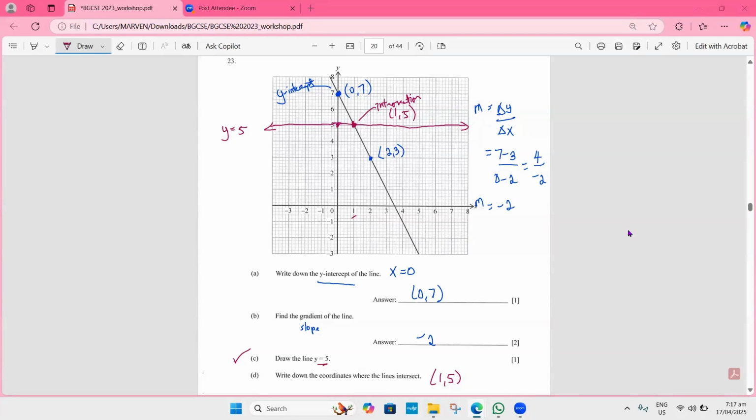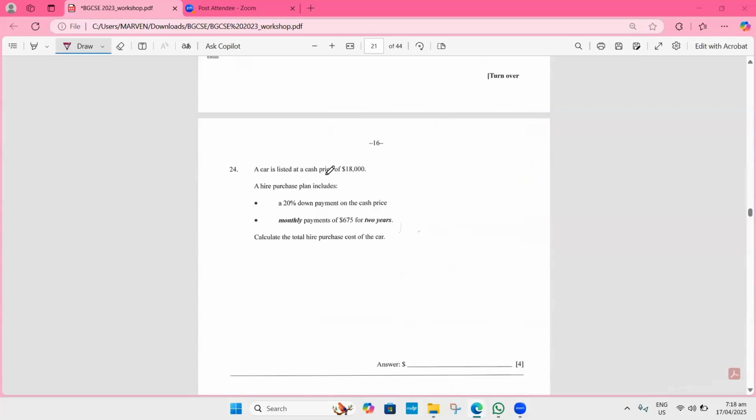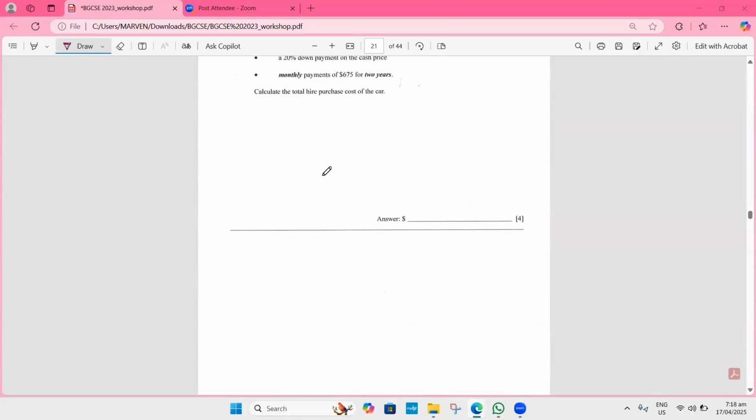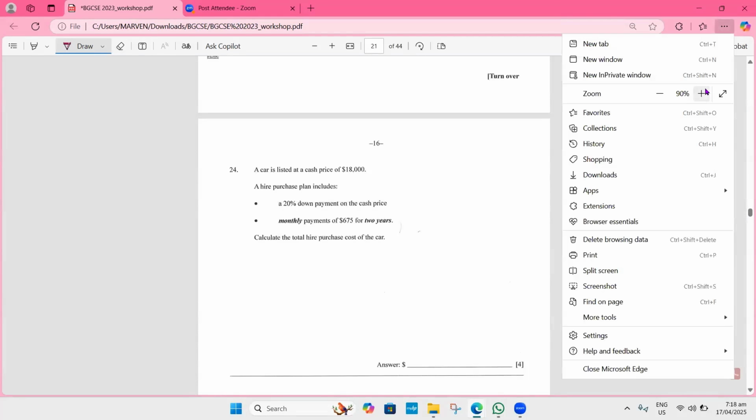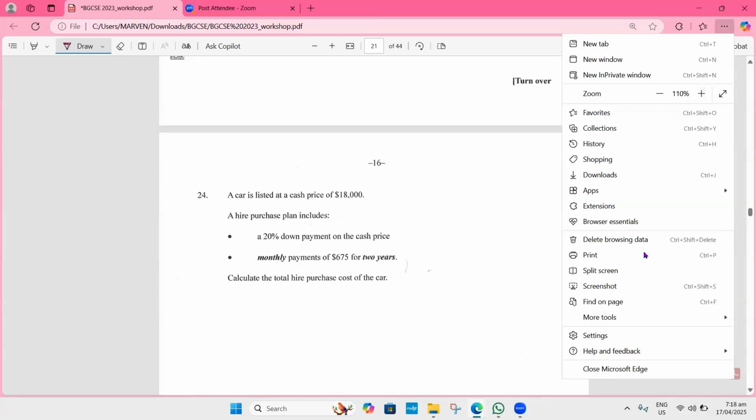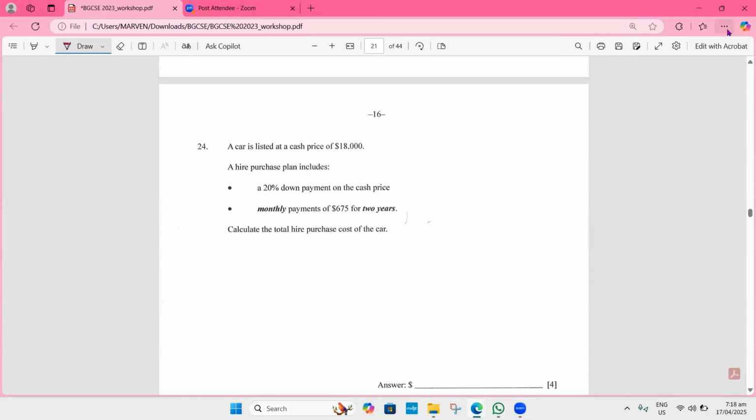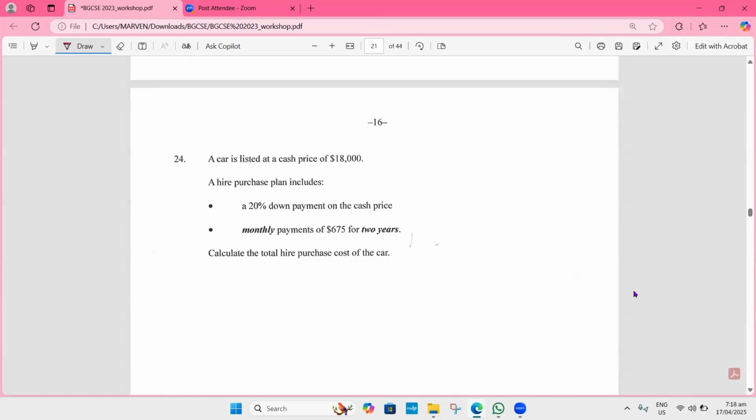You can copy or take a screenshot of the solution. Okay, let's proceed to number 24. I think, yes, this is the last number for paper 1, and we're going to proceed to paper 2.